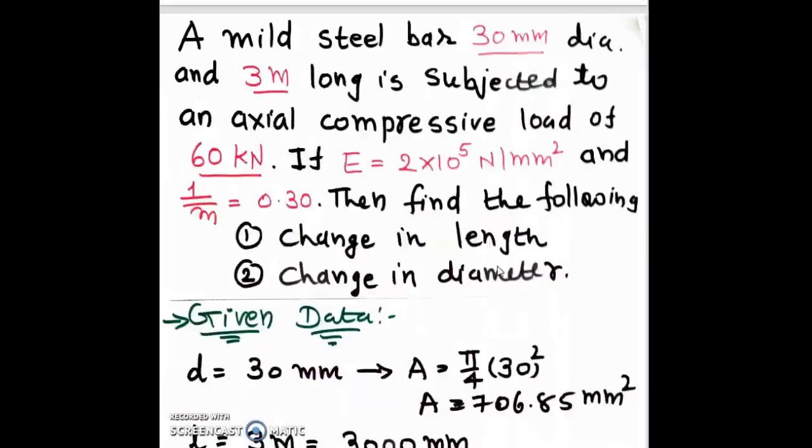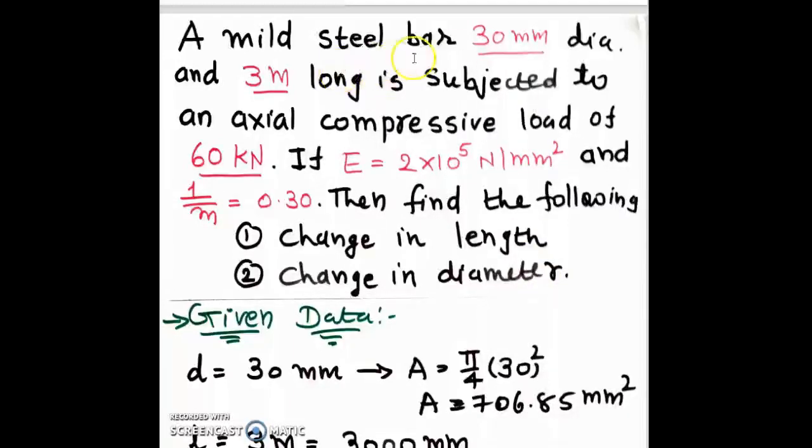Now an example. A mild steel bar 30 mm diameter and 3 meter long is subjected to an axial compressive load of 60 kN. If capital E is equal to 2 into 10 raised to 5 Newton per mm square and 1 upon m is equal to 0.30, then find the following: change in length and change in diameter.